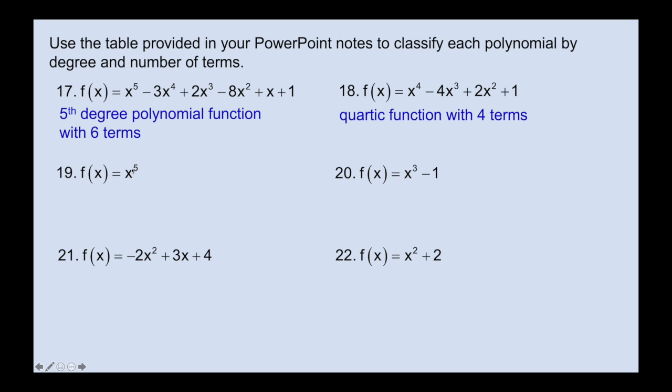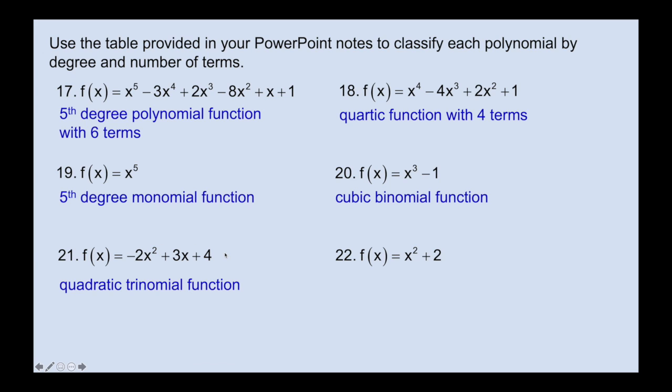For number 19, it's a fifth degree, which doesn't have a special name. And then there's only one term, and that's called a monomial. So this is a fifth degree monomial function. For number 20, here, third degree, that makes this one cubic. 2 terms is binomial, so we call it a cubic binomial function. For 21, the degree is 2, so that's quadratic. And then from there are 3 different terms, which is a trinomial. So this is a quadratic trinomial function.